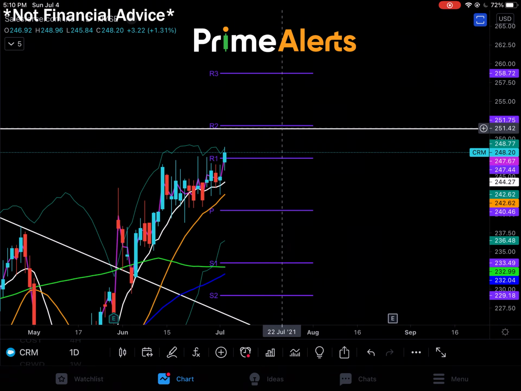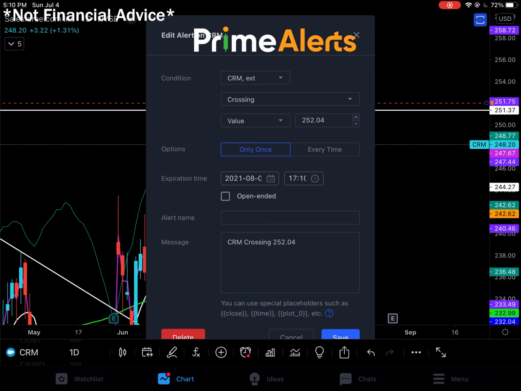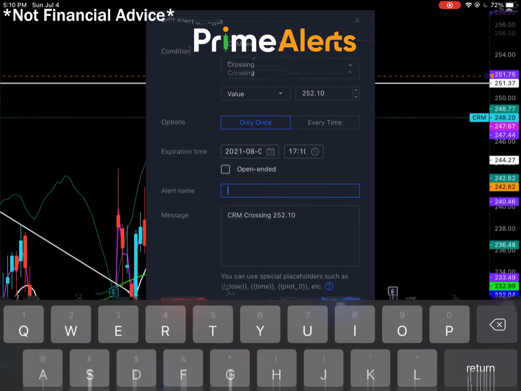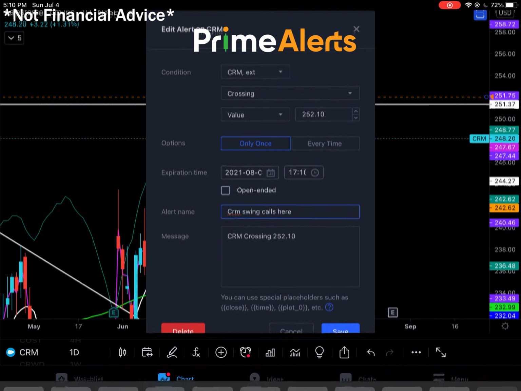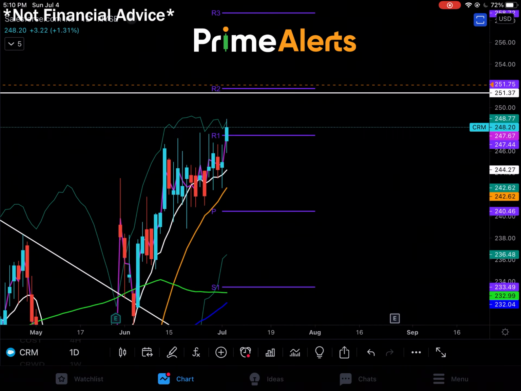So what I wanted is to obviously make a new high, break this key resistance level, the horizontal line that we drew, and go over my pivot level. So I would say CRM calls above 252.10. That's where I'm going to have my alert set. 252.10. We'll see if we can make it up to that. If we can, great. Otherwise, we wait for the retest, and we'll see if volume picks up.